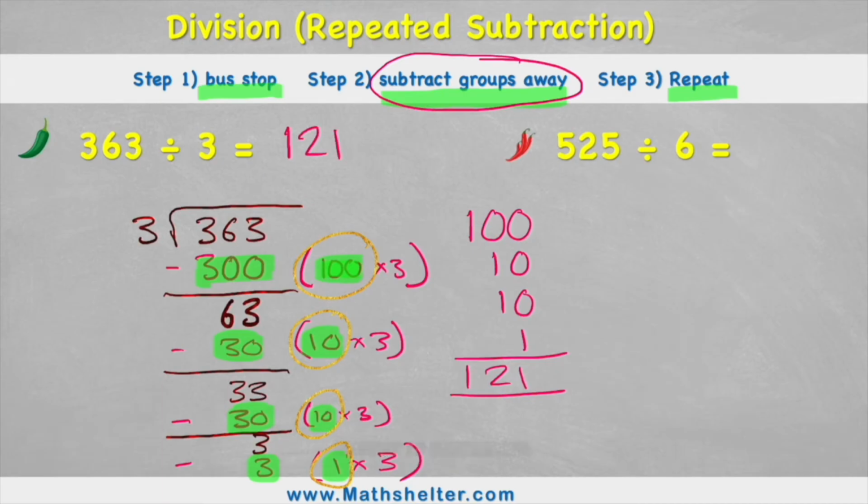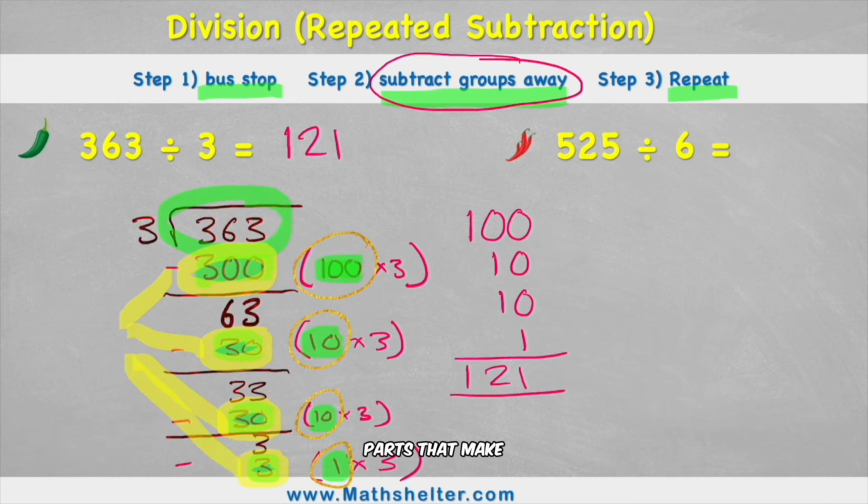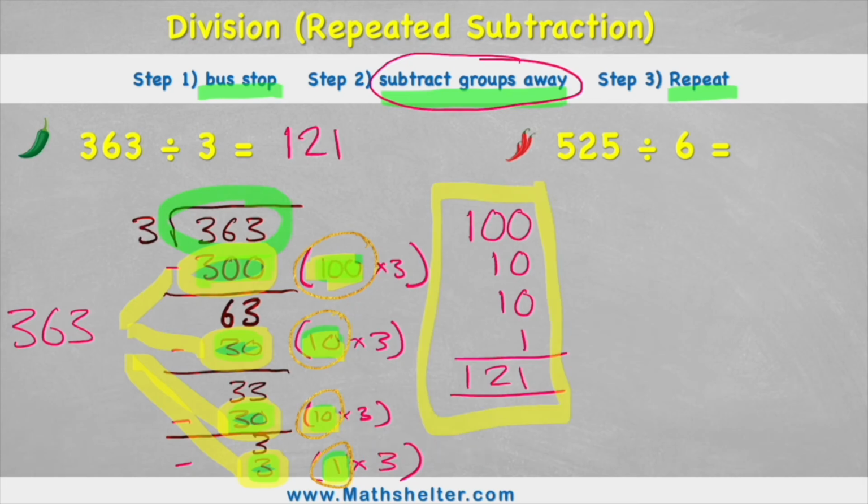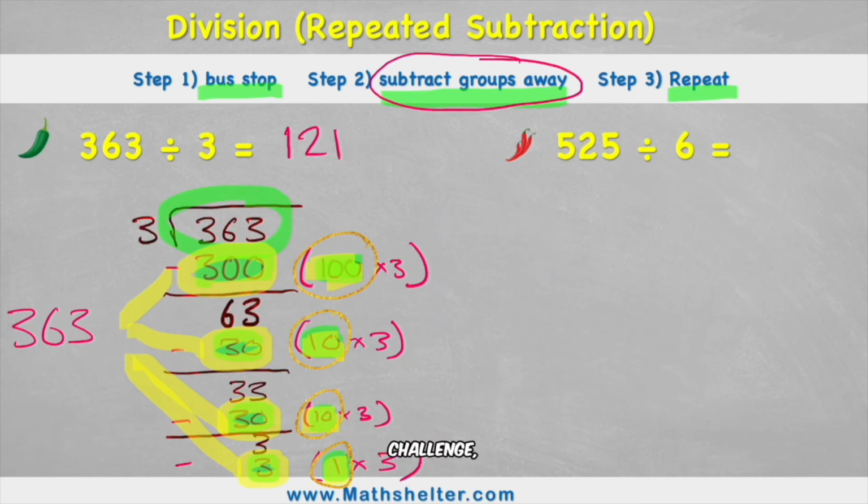So it's a pretty tricky little concept to understand, isn't it? But essentially what we're doing is we are just looking at our 363 and thinking, ugh, that's a horrible number. Let's look at the number 300, which is obviously a part of the 363, then a 30, then another 30, and my 3, which are all the individual parts that make up my number 363. And I got the individual answers of 100, 10, 10, and 1, and then I added them together to get my final answer. Okay, let's look at it with a red chili challenge, one that's a bit harder.